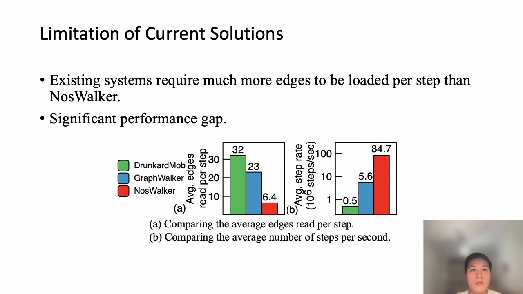Nevertheless, according to our investigation, the optimizations made by these two systems are still not enough. We measure the average edges read per step metric for the two systems. As we can see from the left figure, the two systems require much more edges to be loaded than NosWalker. As the right figure shows, it leads to a significant performance gap.